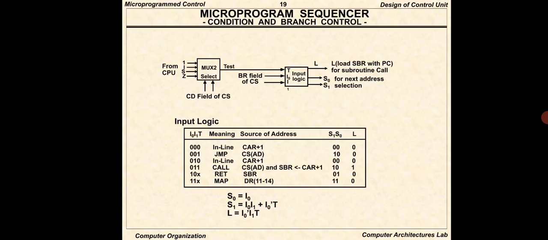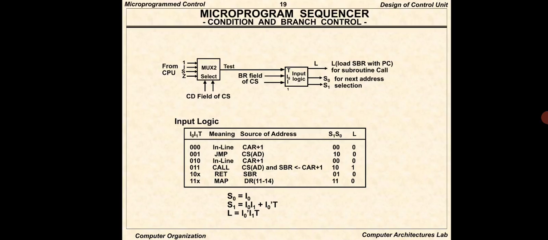Based upon the input logic and the test output of your mux, these three things, the input logic will generate the outputs: load SBR with the program counter for a subroutine program, or the next address selections. So in this input logic we have 3 inputs. What are those 3 inputs? I0, I1 and T. I0 and I1 are your branch field 2 bits, whereas T is the output of your mux, which is your condition field.